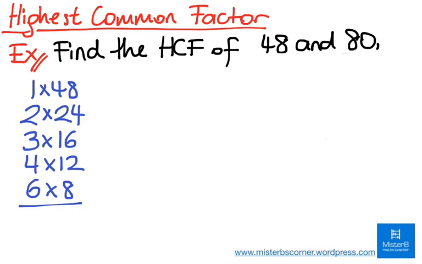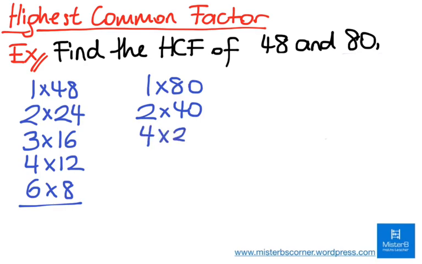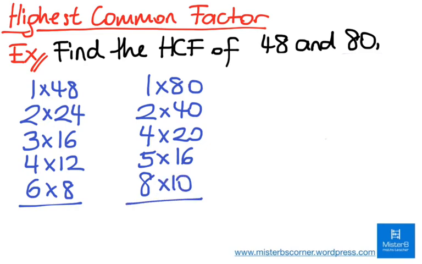And for 80, it's going to be 1 times 80, 2 times 40, 3 is not a factor, 4 times 20, 5 times 16, 6 is not a factor, 7 is not a factor, 8 times 10, and I'm at the end of my list.